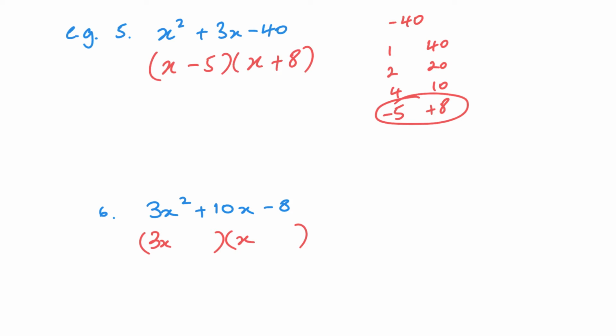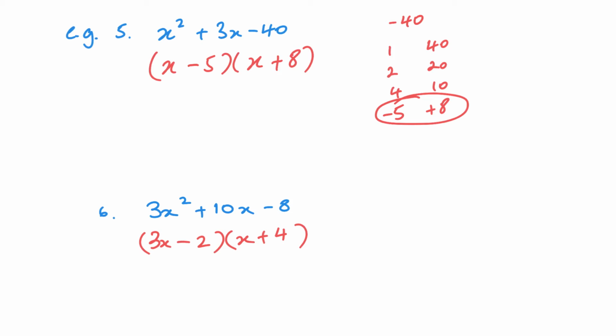Okay, so I can do this in a few different ways. I can do this by thinking, to get to the 8, it can only be a 1 and an 8, a 2 and a 4. Okay, so I can think of it that way. And thinking of the 2 and the 4, 3 times 4 is 12, and 12 take away 2 is 10. So I can quickly work this out now, and I've got my 3x squared plus 12x minus 2x is my 10x, and minus 2 times 4 is my 8.